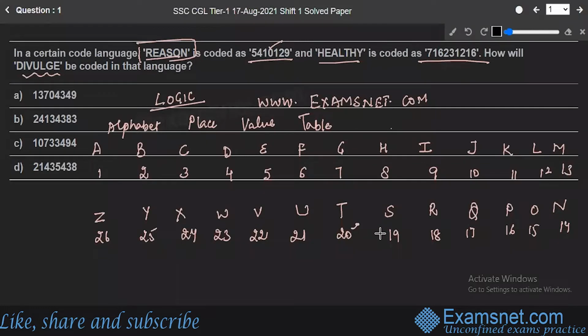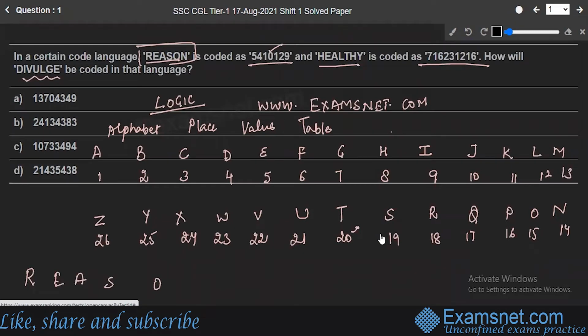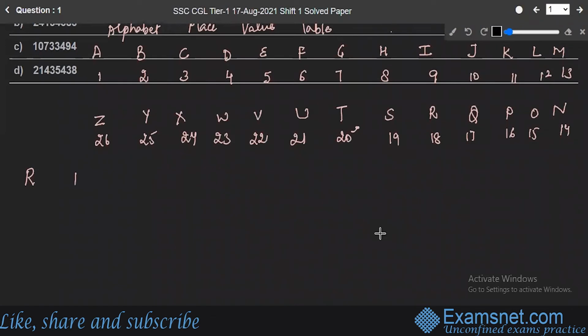So your first word was reason. Let's write REASON. You have to see the logic which is followed in this question. First of all, let's write down the place values of all these alphabets. R is at position 18, E is at 5, A is at 1, S is 19, O is 15, and N is at 14. There are two types of alphabets.